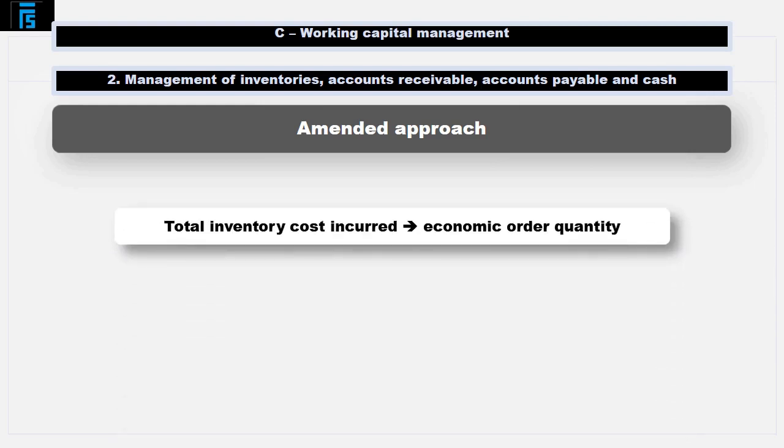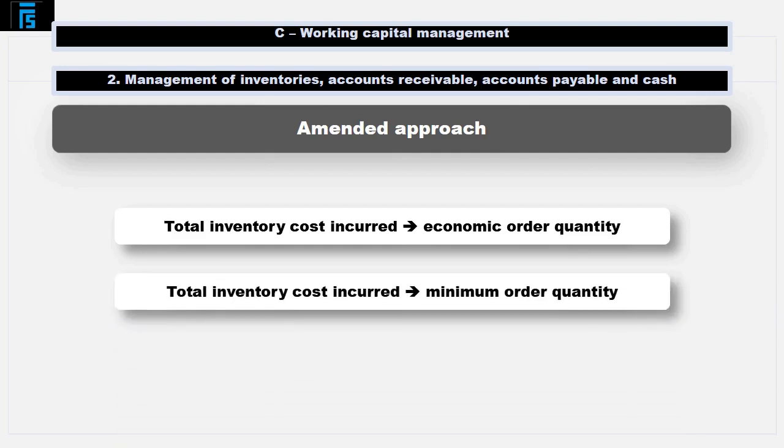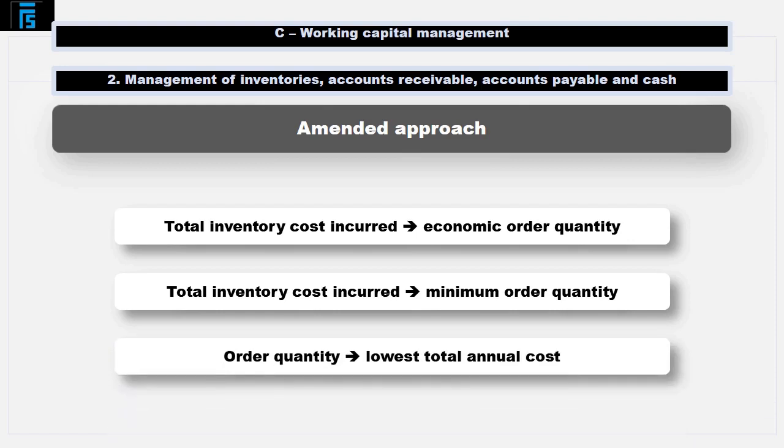1. Calculate the total inventory cost incurred, i.e. ordering, holding and purchase costs, if the economic order quantity is used. 2. Calculate the total inventory cost incurred as defined above at the minimum order quantity required to earn each level of discount. And 3. Choose the order quantity with the lowest total annual cost.